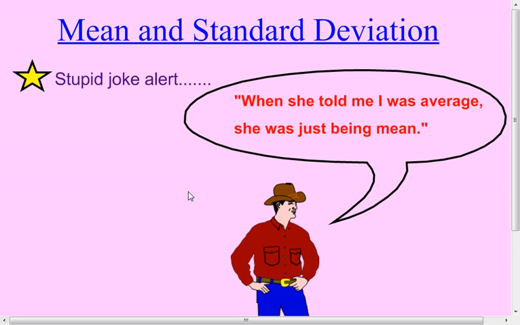So, stupid joke alert, in case you can't read it. This guy is saying, when she told me I was average, she was just being mean. Ha ha.